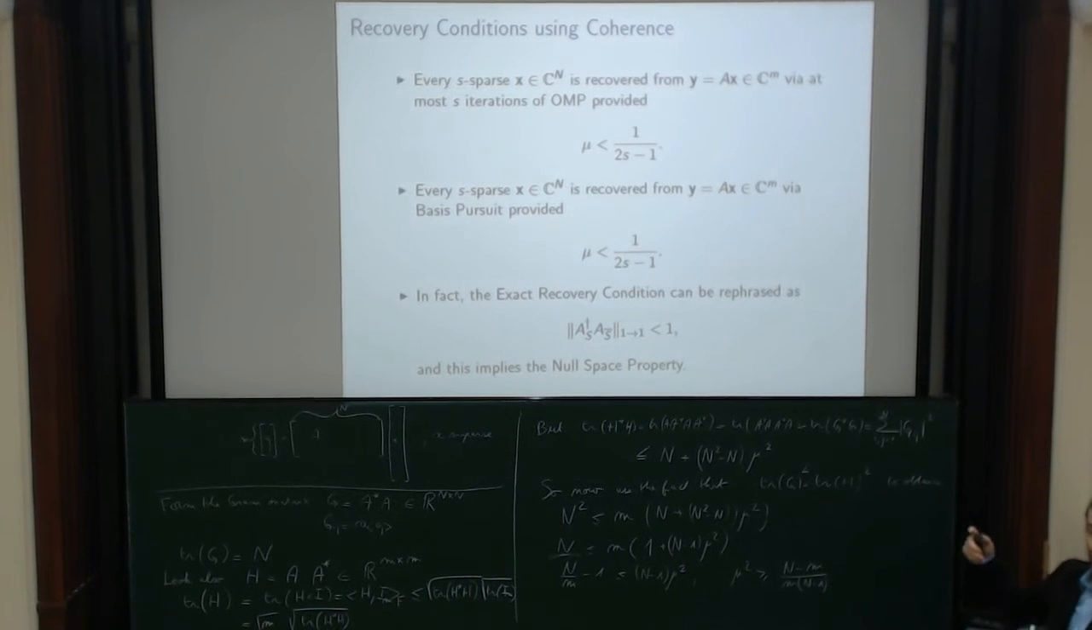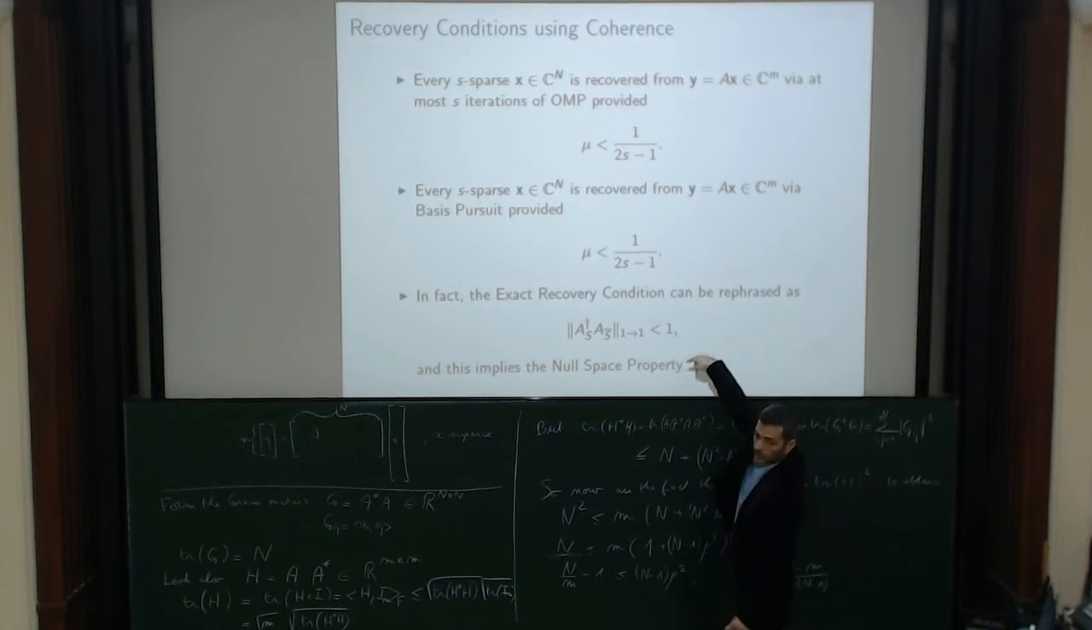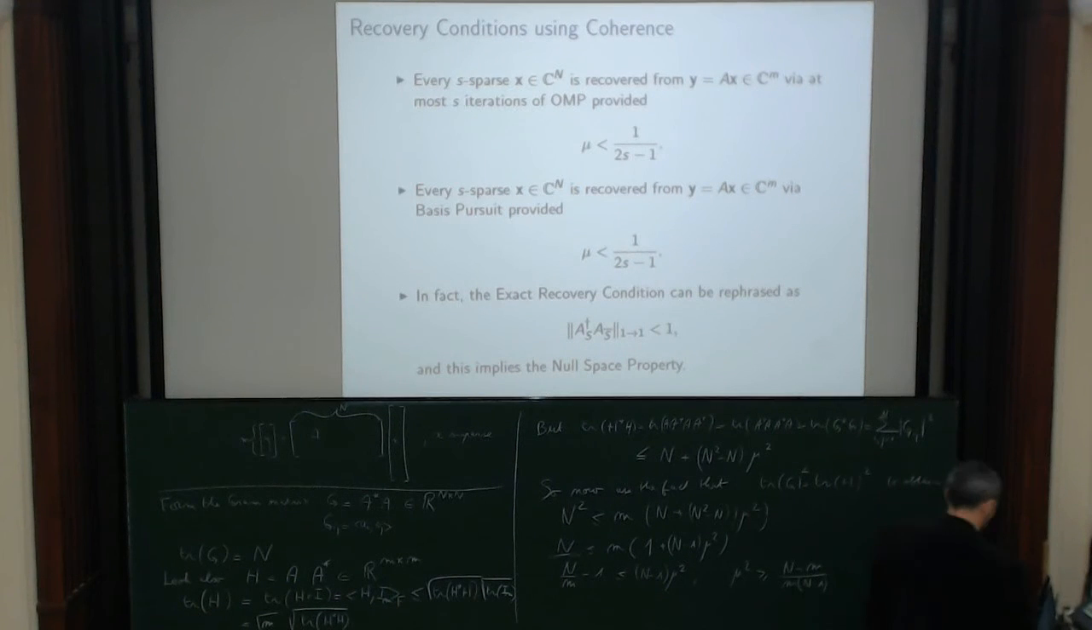And in fact, this implies a null space property. And the null space property is an if and only if condition for recovery by basis pursuit, whereas the exact recovery condition was an if and only if condition for recovery by OMP. So again, let me just take a few minutes to explain this last bullet. And that shouldn't take long.